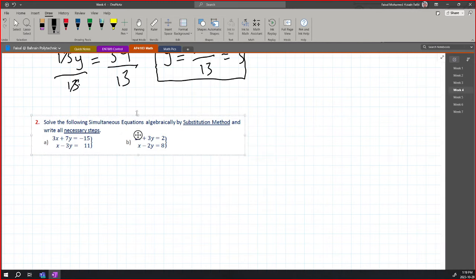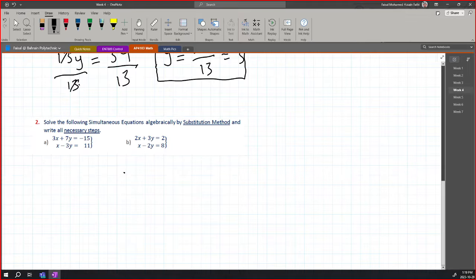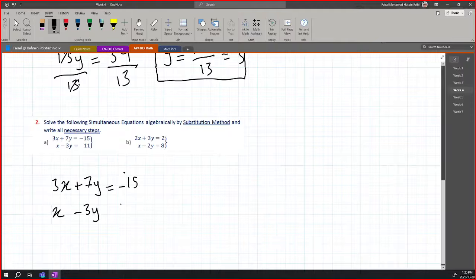The substitution method: the difference between elimination and substitution is that in substitution you are going to try to, like one of your colleagues said earlier, put either the y alone in the equation or the x alone in the equation, and then we will be substituting. So let's take the example 3x plus 7y is equal to minus 15, x minus 3y is equal to 11. Okay.